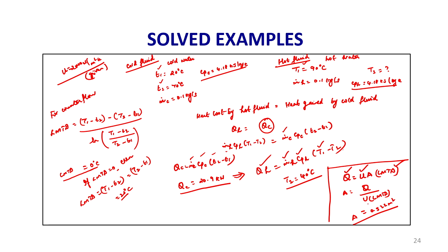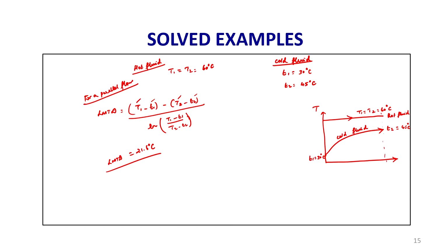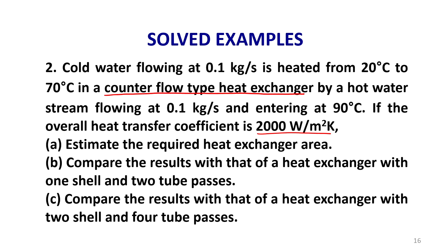Here U is in watts per meter square Kelvin, delta T is in Kelvin, and Q is in watts. So, watts and watts will get cancelled, Kelvin and Kelvin will get cancelled, and we will have the area in meter square. Now, let us compare the results with that of a heat exchanger with 1 shell and 2 tube passes. Whenever you are asked to find the heat transfer area for single shell 2 tube or single shell 4 tube, the tube passes will be in multiples of 2 only, even number, not odd number.